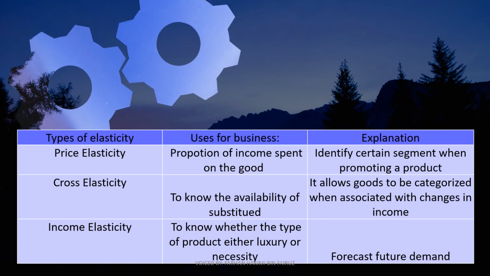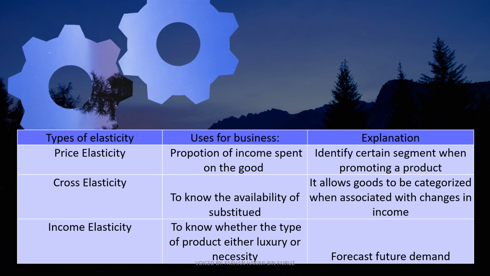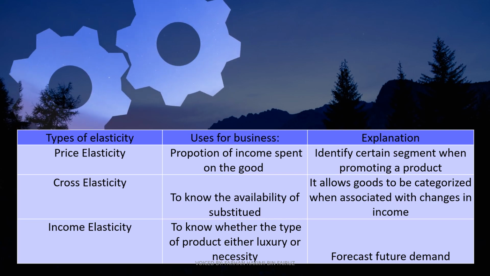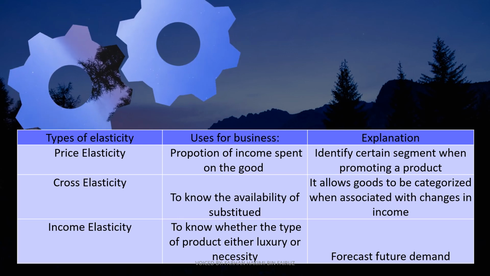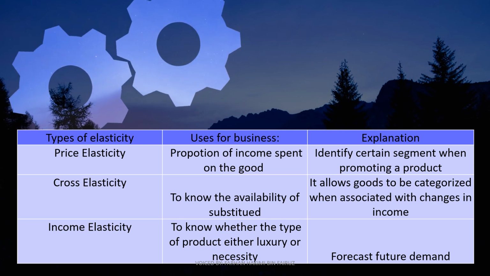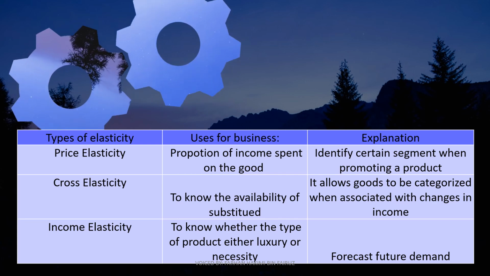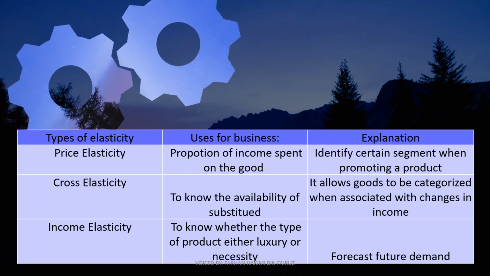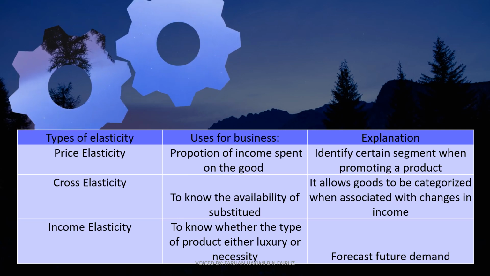Each elasticity has its own purpose. For example, price elasticity helps the business know the proportion of income spent on the good. Cross elasticity helps the business to know the availability of a substitute goods. And then income elasticity helps the business by knowing whether the type of product is either a luxury good or a necessity good.